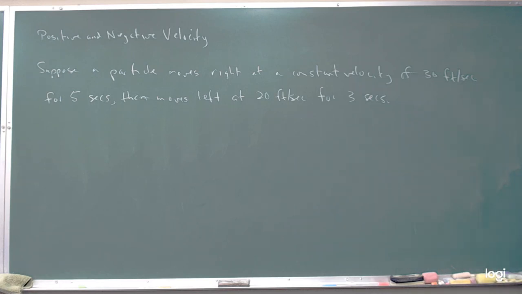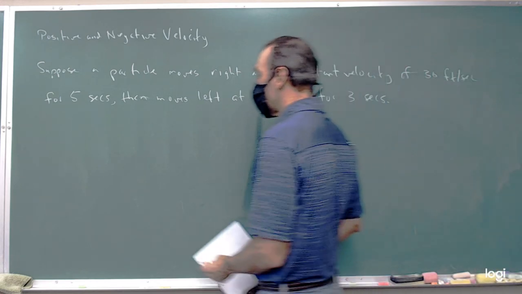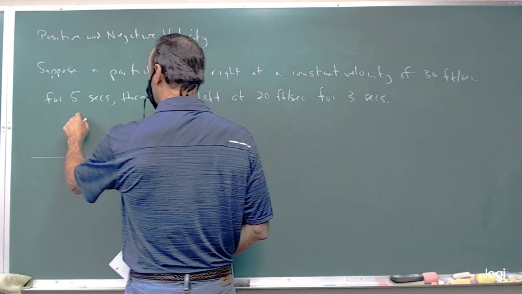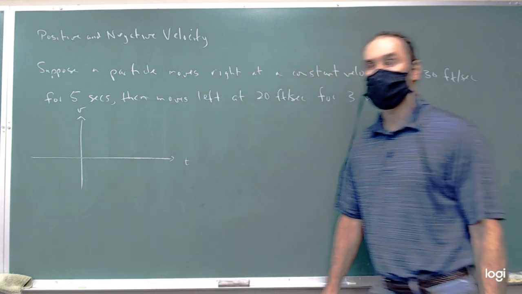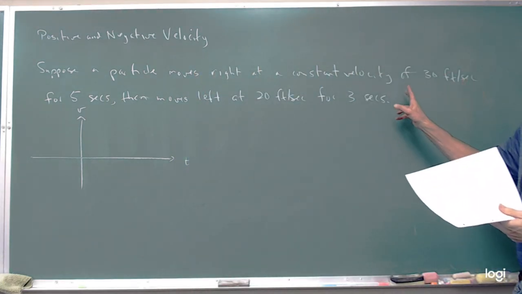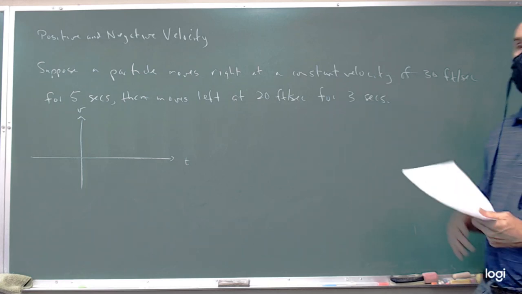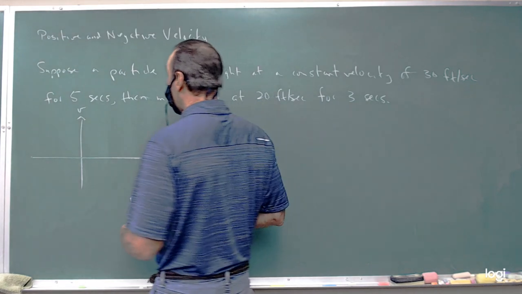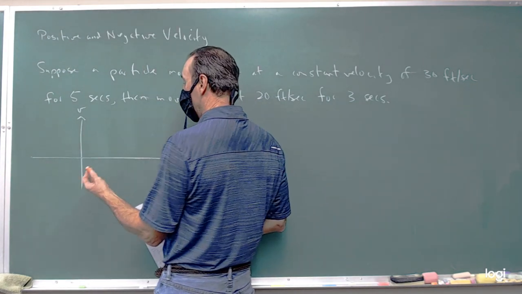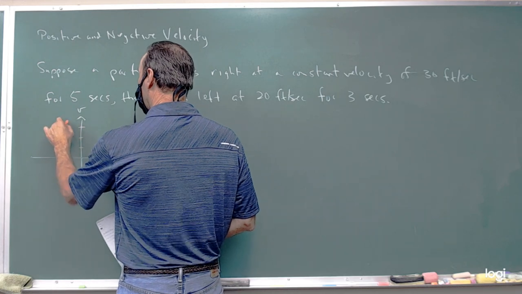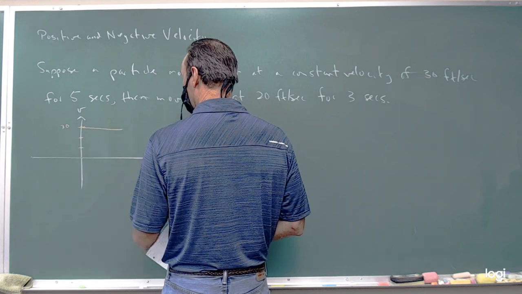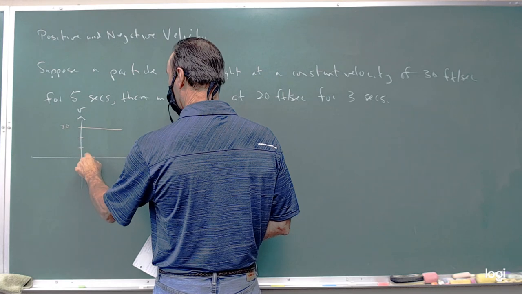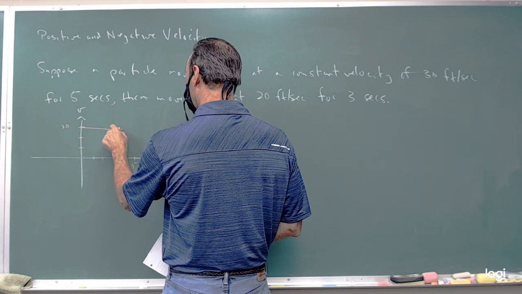We'll talk about what this means, and then we'll talk about some of the language and meaning that comes from this. So we can draw our xy axis, and we're going to put velocity on the vertical axis and time on the horizontal axis. So the particle starts out going at a positive velocity of 30 feet per second. Going to the right is positive. So there's our 30 on the velocity, 30 feet per second. And we're going to go at that constant rate, and we'll do that for 5 seconds. So 1, 2, 3, 4. There's the 5 seconds.